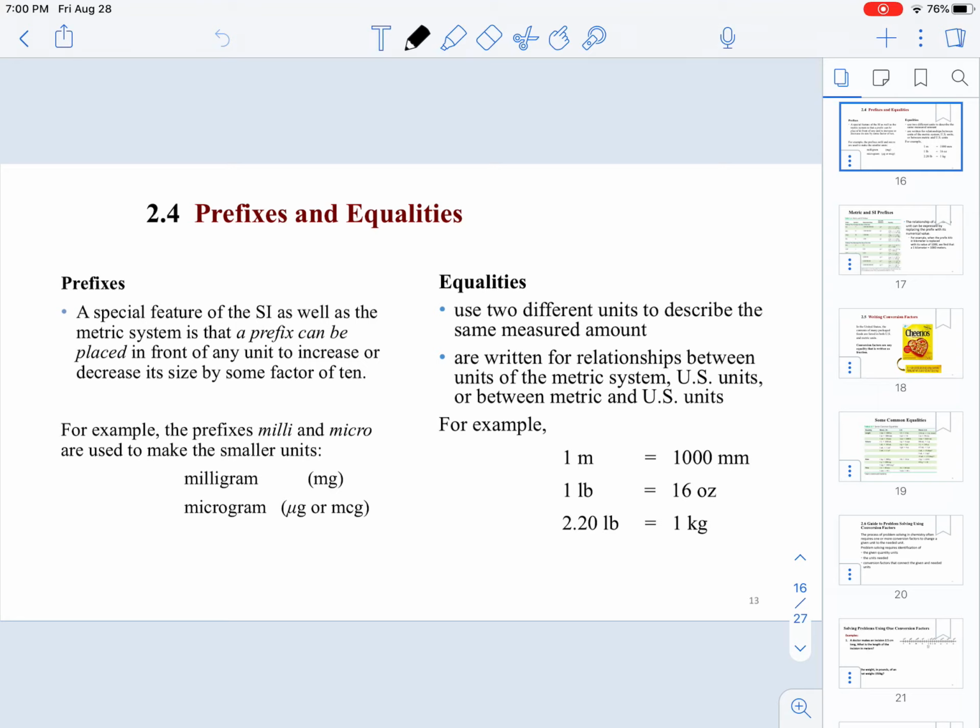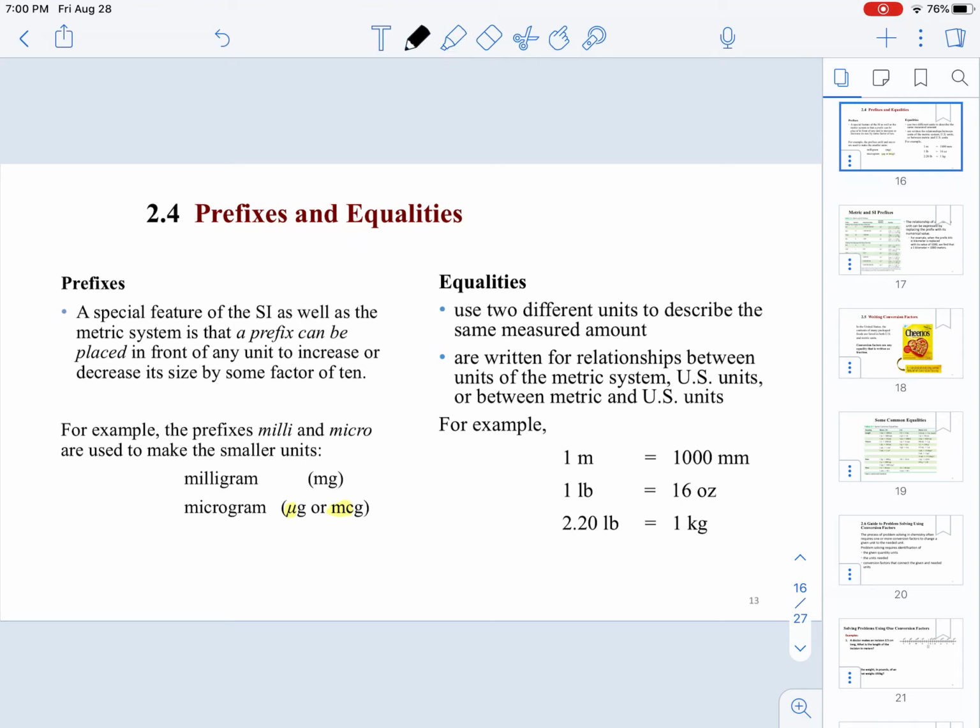Also microgram. Understand that for microgram, there are two ways in which it can be illustrated, which is with this U symbol or with the letters MC. I just highlighted the abbreviations in yellow.